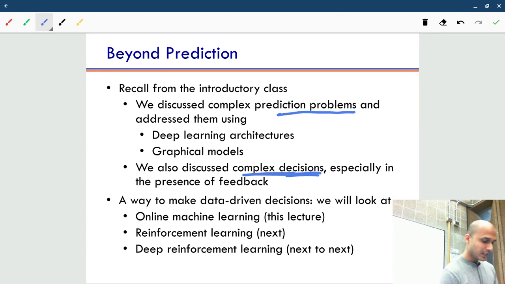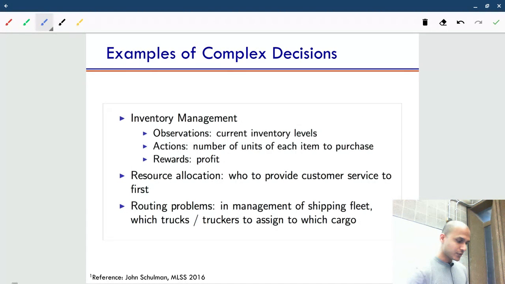So today we're going to look at online machine learning, or online learning, which is what the sub-area is called. And then we look at RL and the deep learning version of RL, okay? For the first five or 10 minutes, I'm going to just motivate what these decision problems are. I've been using some terms in the past few minutes, so let's look at a couple of key problems.